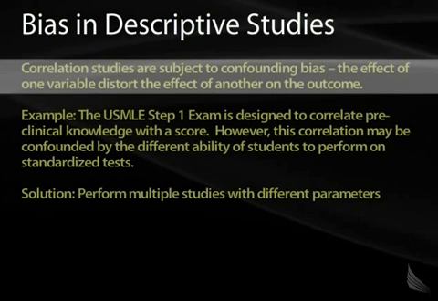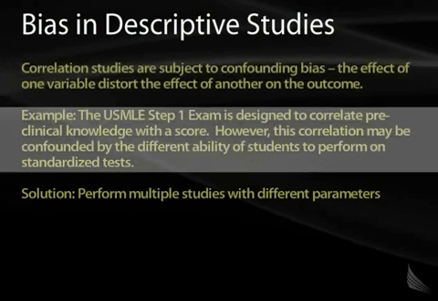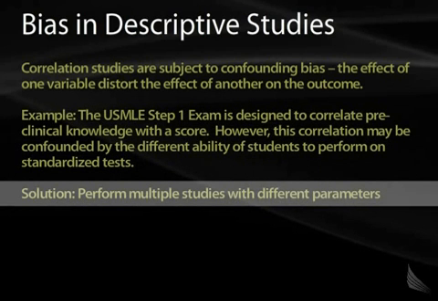Population studies of all types, whether they're retrospective or prospective, are subject to confounding bias. That is, the effect of one variable may distort the effect of another on the outcome. So for example, the USMLE Step 1 exam is designed to correlate preclinical knowledge with a score. However, this correlation may be confounded by the different ability of students to perform on standardized tests. One way around this is to perform multiple studies with different parameters.